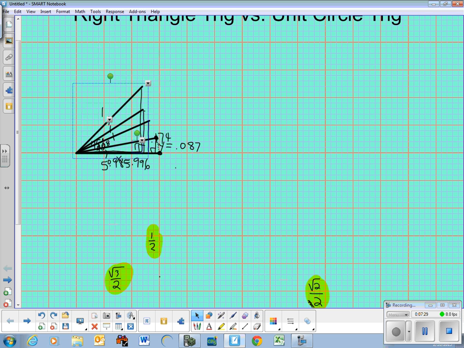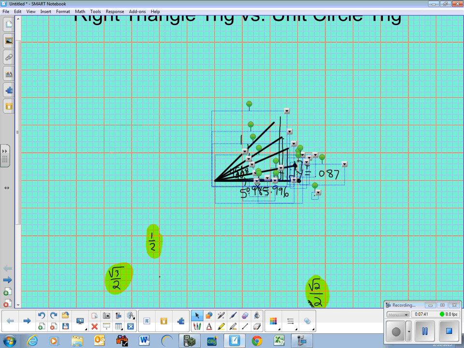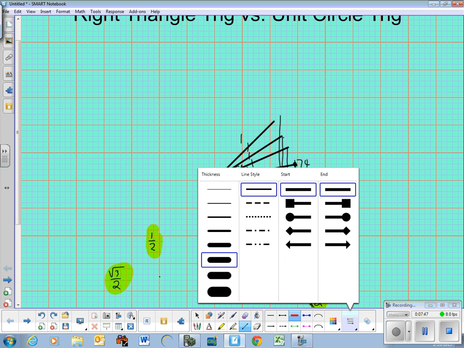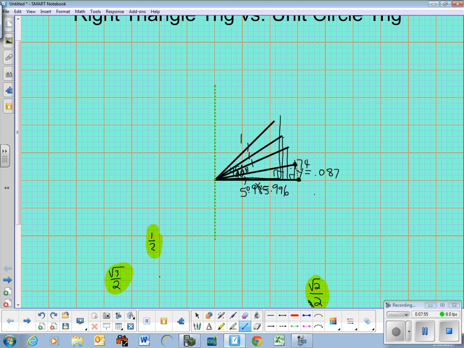So, see if I can get that one back in line. And what you get with all of this mess that's all cluttered up is the startings of a nice unit circle. So let's get some axes. So let that starting point be the origin.